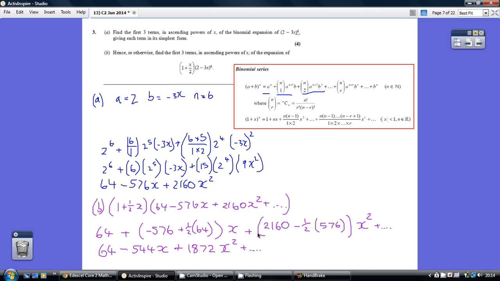How can we get some x squareds? Well, it's one lot of these x squareds, so the 2160. The only other way to generate some x squareds is this term times this term, so half times minus 576, which is this. Pop this into your calculator, you get plus 1872. They are the first 3 terms.